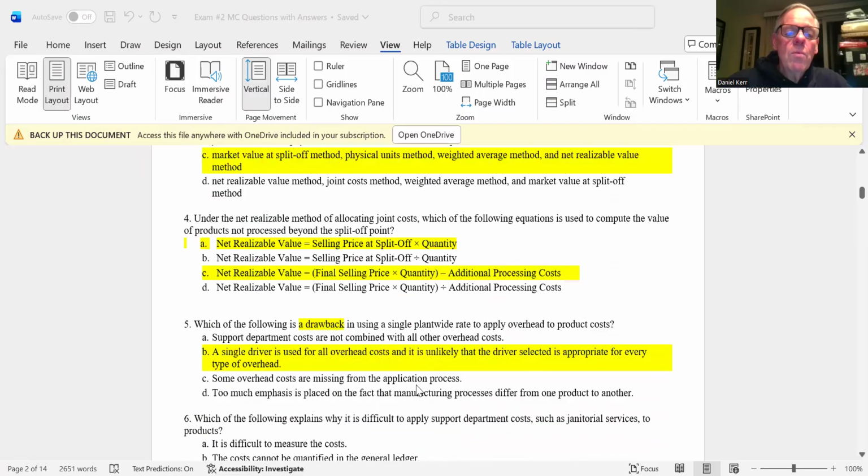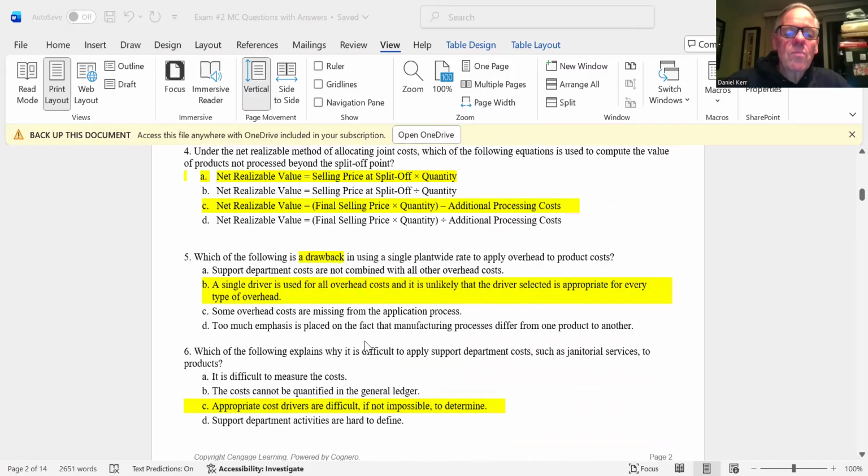Number 5, which of the following is a drawback of using a single plant-wide rate applied to product costs? Well, a single driver is used to allocate all of the costs, and it may be unlikely that the driver is appropriate for every type of overhead. So the driver for cafeteria and janitorial might be very different. So the answer there would be B.